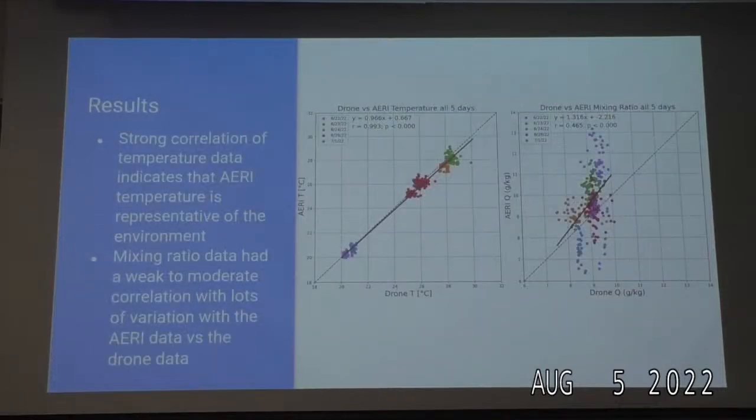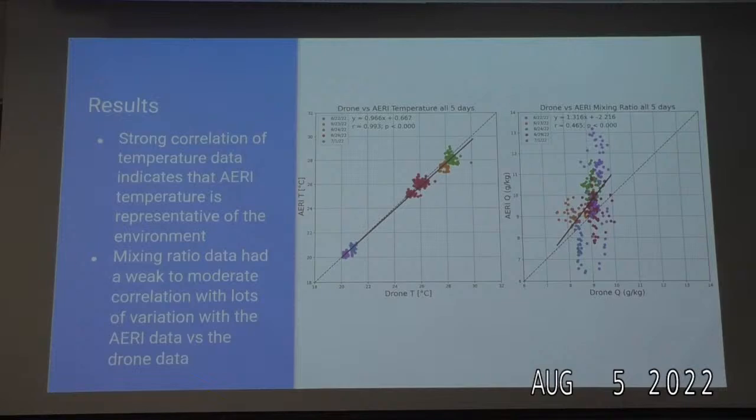And so the overall results of our flights, we do see that there is a strong correlation of temperature data, which indicates that the area temperature would be representative of the environment because both the drone and the area are seeing very similar temperature values. So the correlation was almost 1-to-1. It was 0.99. And so what this tells us is that we're seeing 2 different data sets that are producing very similar temperatures.